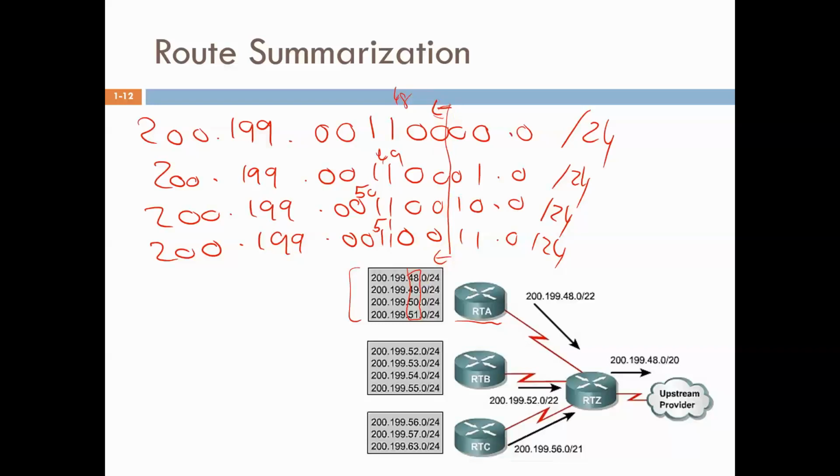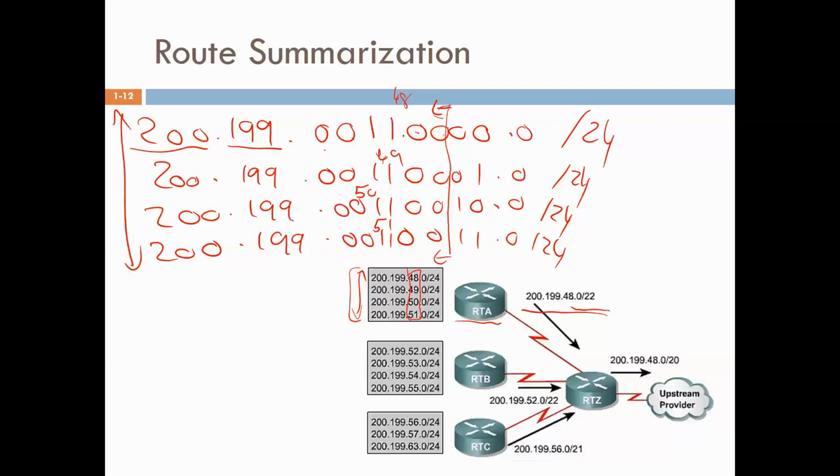So basically, instead of announcing four different subnets that are all /24, router A can make only one announcement, which is 200.199.48.0, but it is /22. Why /22? Because if you count the number of bits that are common among the four subnets, they will be 8 for 200, 8 for 199, so that's 16, and then 17, 18, 19, 20, 21, 22. So you have 22 bits that are common among all four addresses.